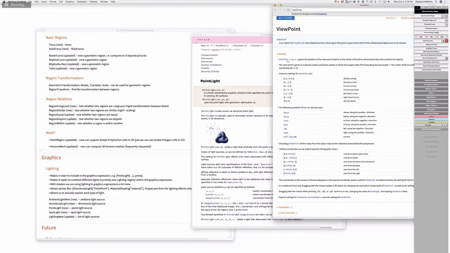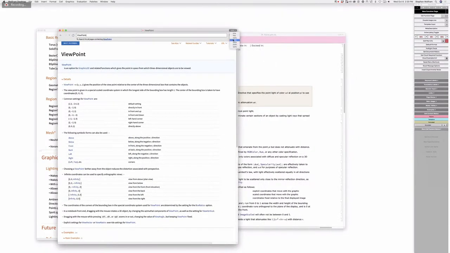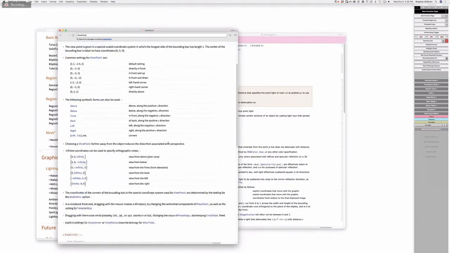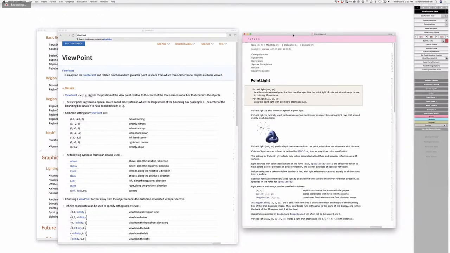Yeah. No. You see, this is something different. I thought this was different, and it is in fact different. The viewpoint is given a special scaled coordinate system in which the longest side of the bounding box has length one. See what I'm saying? So how does this relate to that? In other words, if I have a miner's lamp on and I want to look from a viewpoint with a point light, how does that work?